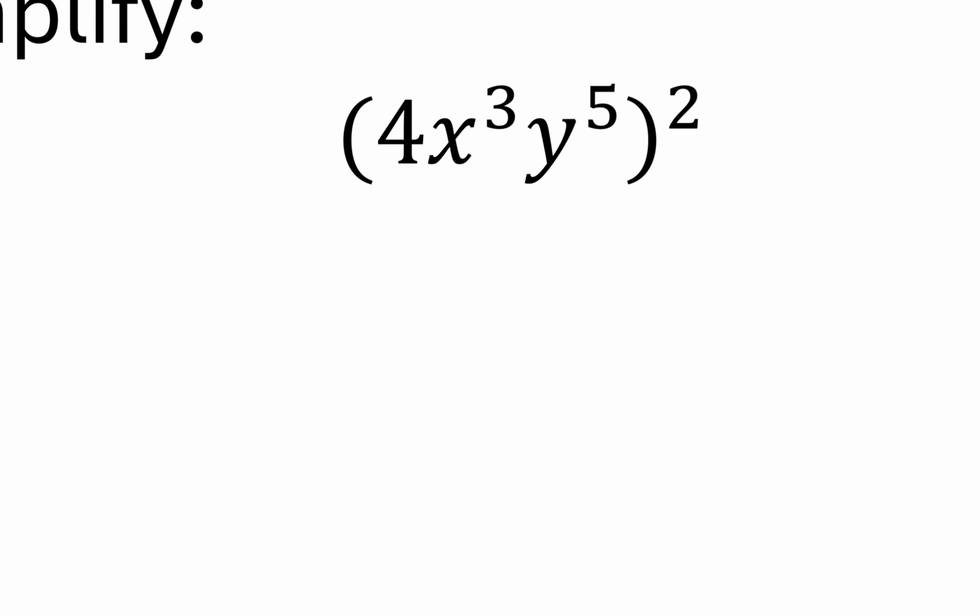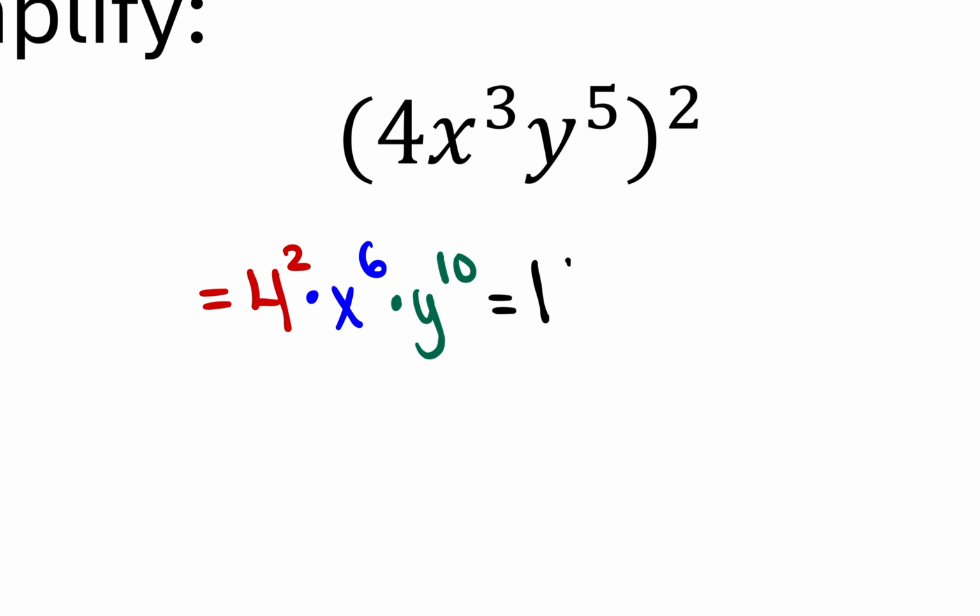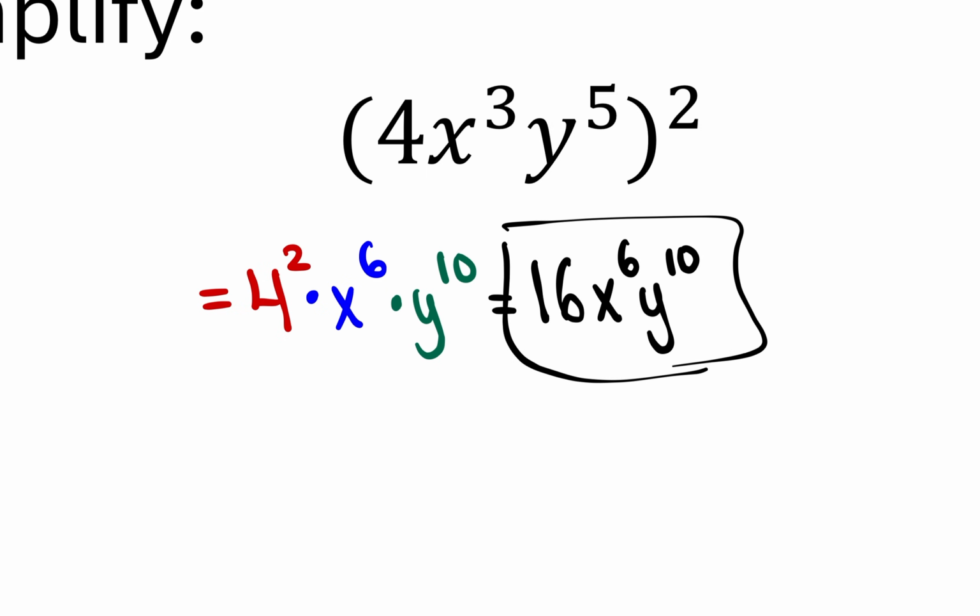For the next problem, same idea. We have 4 to the second power times x to the 3 times 2 gives us 6, times y to the 5 times 2, that gives us 10. And then we simplify from there. We have 4 to the second, that gives us 4 times 4, which is 16, times x to the 6 times y to the 10th as the final solution. Let's go ahead and box it in.